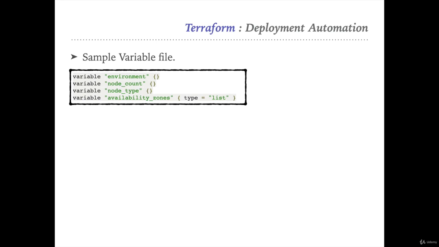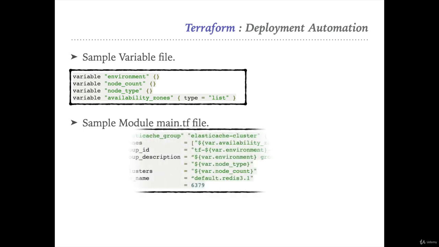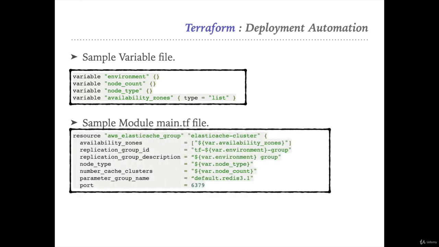So we will create a variable file like this: variable environment, which is blank, node count blank, node type blank, and the availability zone, which is of type list. Now let's take the example of the sample main.tf of the elastic cache module. It will look like this. We will define the resource, the AWS elasticache replication group resource. That is the standard name; you can take it from the Terraform registry. Then we give the name of the resource. Suppose we are calling it elasticache-cluster.